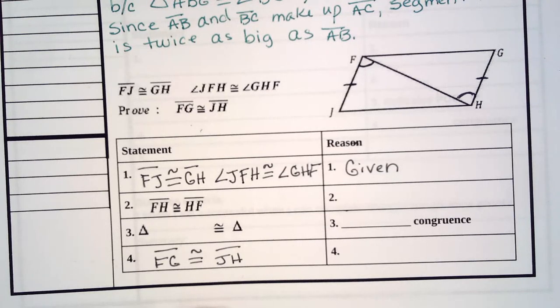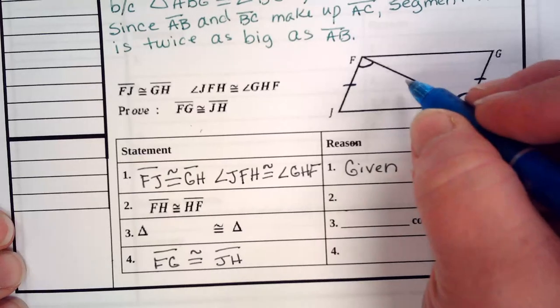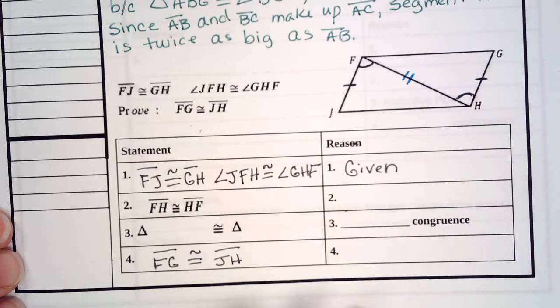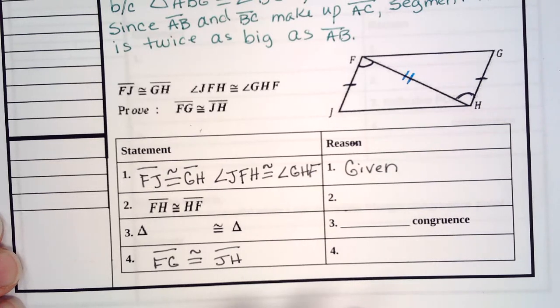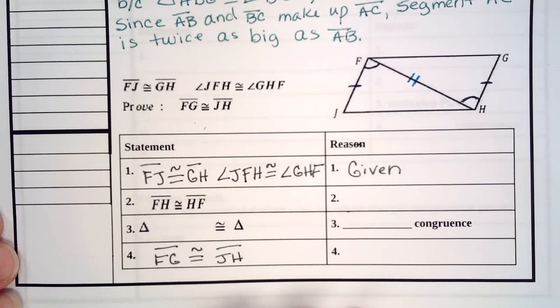Statement 2 says that segment FH is congruent to segment HF. How do we know that? We're saying that this segment is congruent to itself. What property is that? If you can't remember, think about what you see when you look in the mirror. You see your what? Reflection, reflexive.